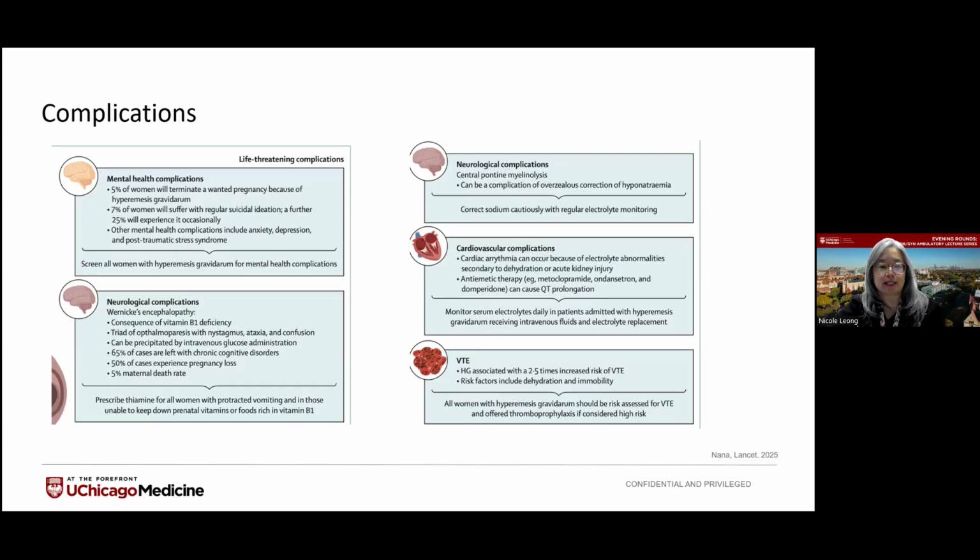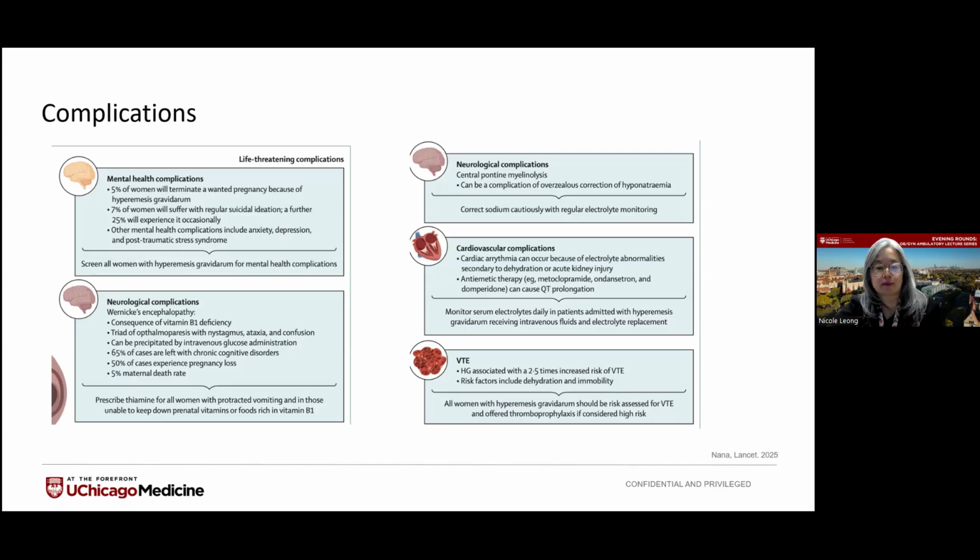Other things that we can see is a neurologic complication called central pontine myelinosis. If someone's hyponatremic and we overcorrect their sodium too quickly, that can precipitate swelling in the brain and cause this complication. So if we are giving IV fluids, maybe we monitor their electrolytes more closely.